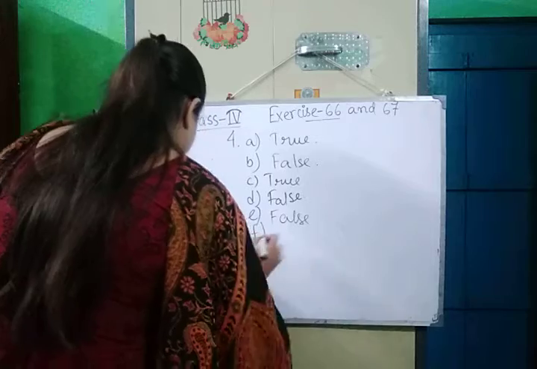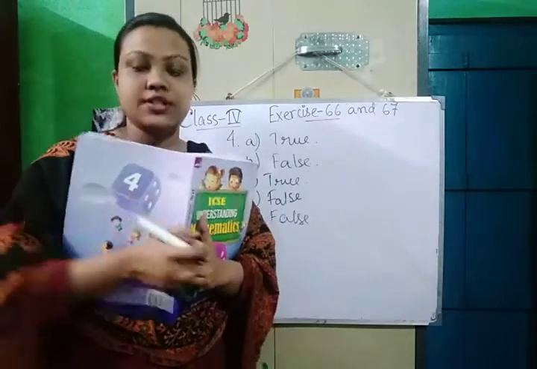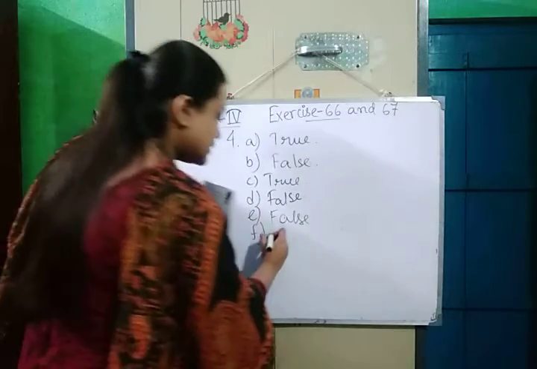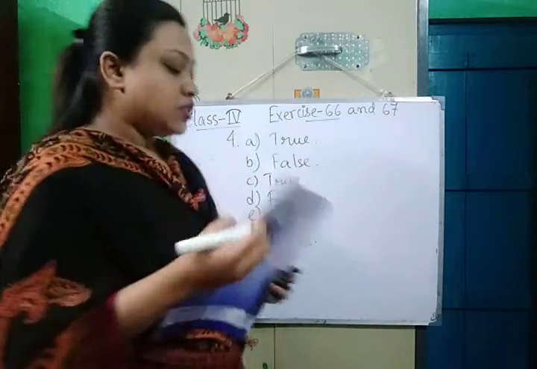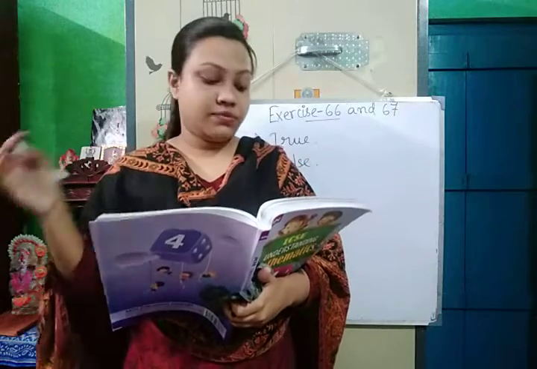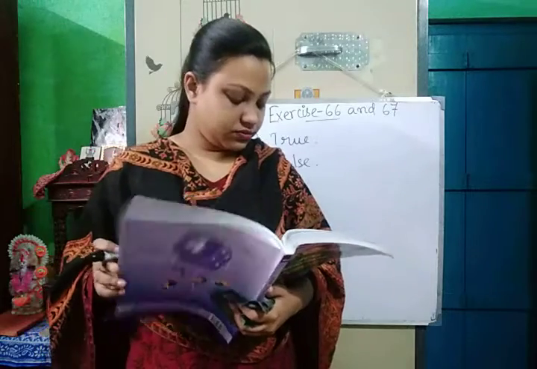Now the last one is F. Two parallel lines are the same distance apart. Just now I have told you, yes, two parallel lines are the same distance apart. So this is a true statement. Okay. So question number 4 I have done only. The remaining sums, question number 1 and 2, will be your homework.